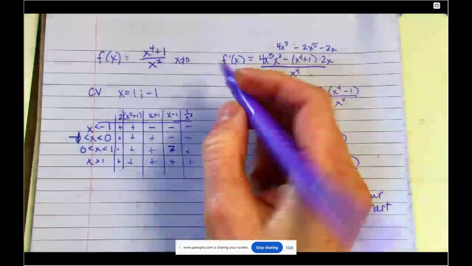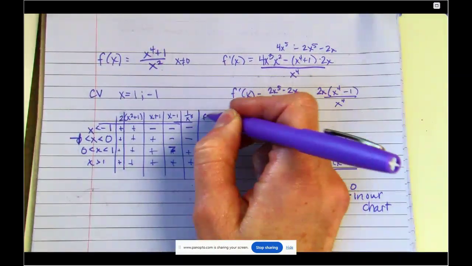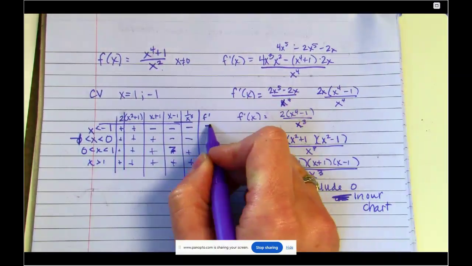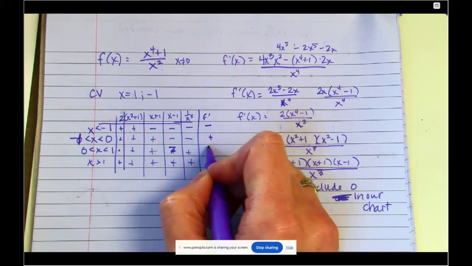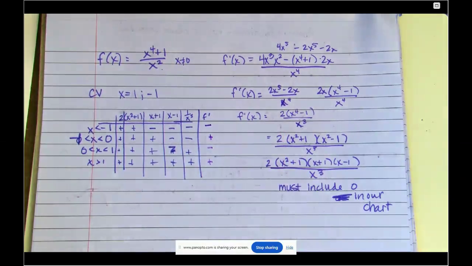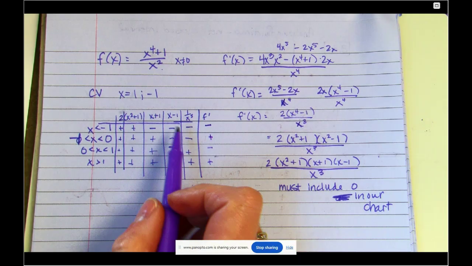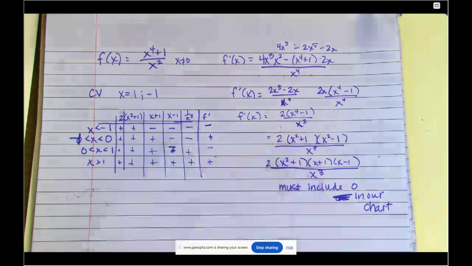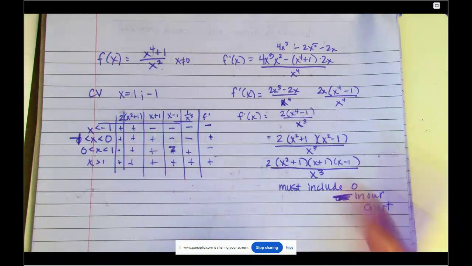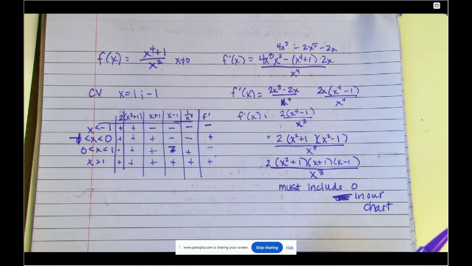Okay, so f prime: negative, positive, negative, positive. Why do you know what 1 over x cubed looks like? I don't know what he looks like, but he's just x cubed, right? x cubed is positive or negative, whatever the case may be, right? If you're cubing a negative, it's negative. Oh, I see. If you're cubing a positive, it's positive. Okay.